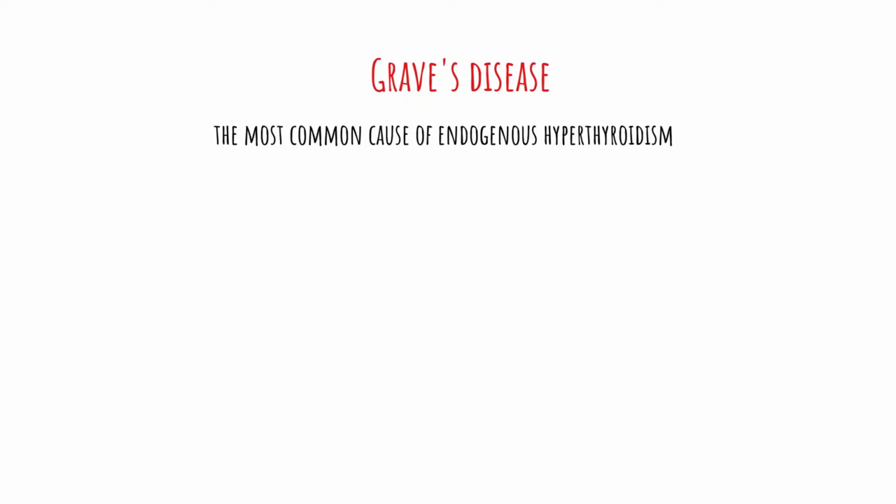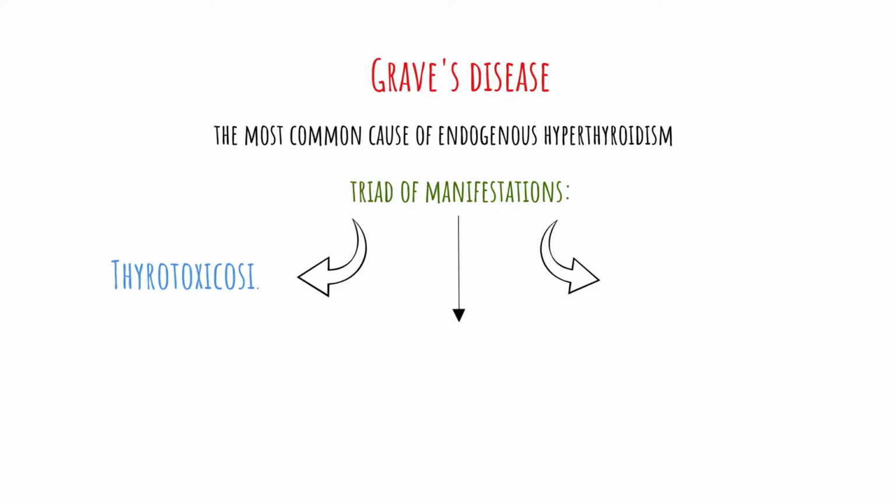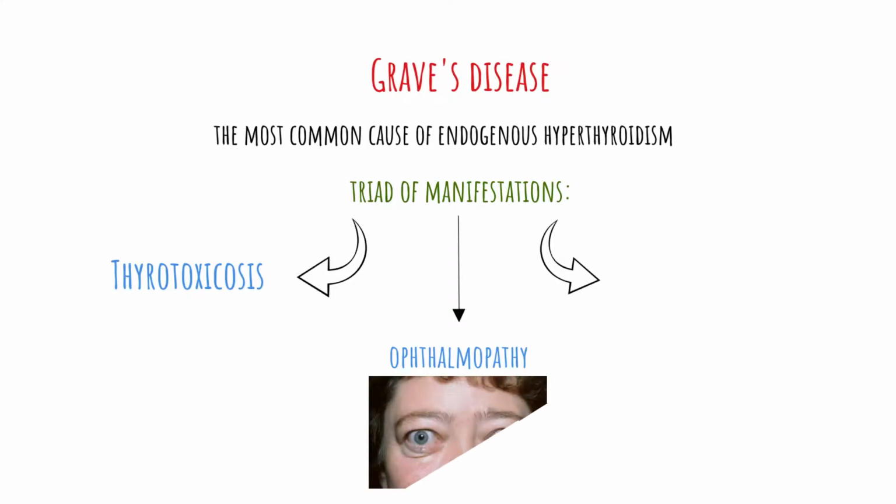Graves' disease. Graves' disease is the most common cause of endogenous hyperthyroidism. It is characterized by a triad of manifestations. Thyrotoxicosis, which is caused by an enlarged, hyperfunctional thyroid and is present in all cases. Infiltrative ophthalmopathy with resultant exophthalmos in 40% of patients. A localized, infiltrative dermopathy, which is seen in a minority of cases.